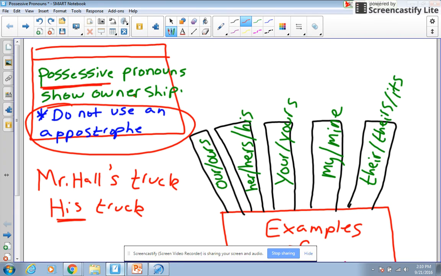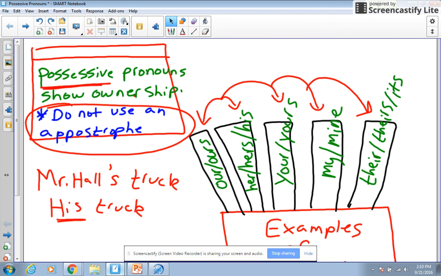The reason we don't use an apostrophe for possessive pronouns is because a possessive pronoun has its own words. So all these words here are examples of possessive pronouns. So when I want to use a possessive pronoun, all I need to do is pick one of these words, and I don't need an apostrophe to show that they own something, because that is their own special word that automatically shows that they own something. So we've covered a couple of our objectives. We've covered the definition, which is right here. We've talked about being able to list examples.